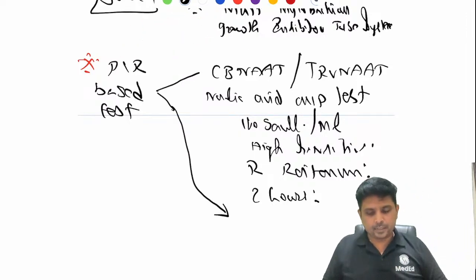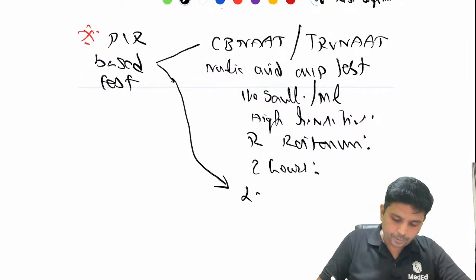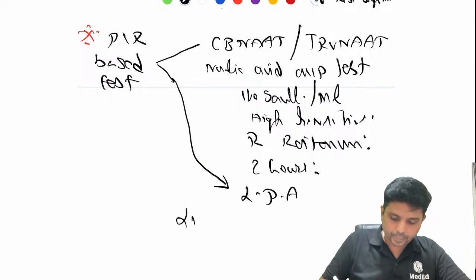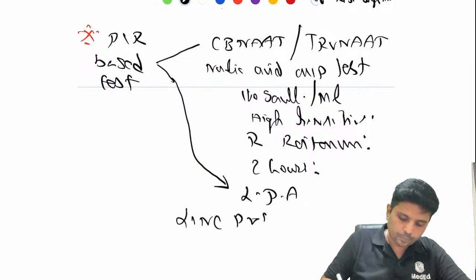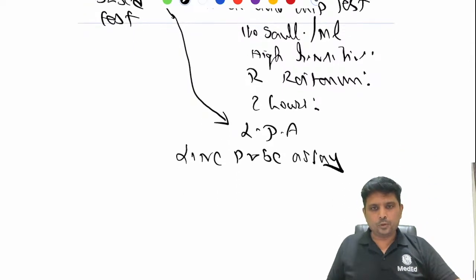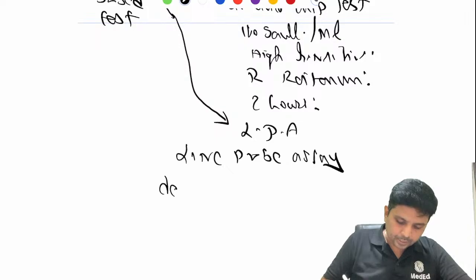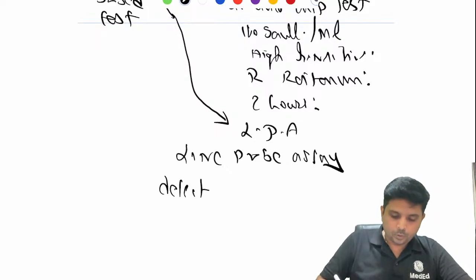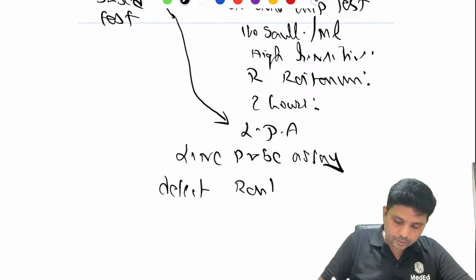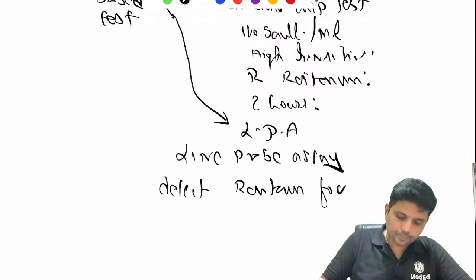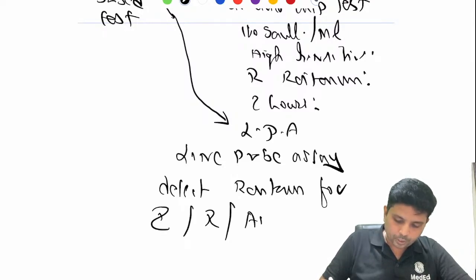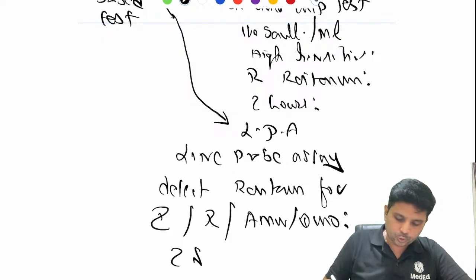The second test is LPA. What is LPA? Line probe assay. In line probe assay, it detects resistance genes for INH, rifampicin, aminoglycosides and quinolone. But it takes 2 days.